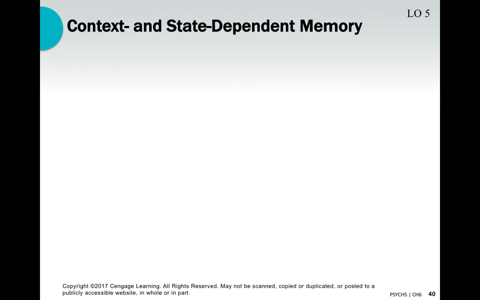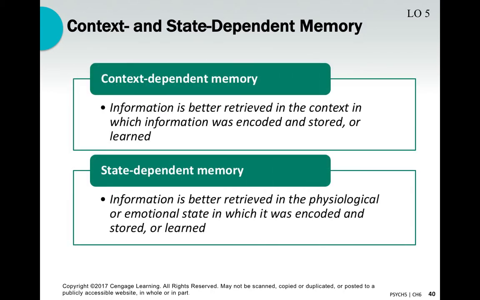A couple other phenomena: context and state dependent memory. Context-dependent memory is when we store information in one particular context or setting, it makes it easier to retrieve it if we are in the same context or setting in which we learned. So, for example, if you study at home in your room, in a quiet place where you're not being disturbed, sitting in your favorite chair, if you're taking your test for this class online, you should take your test in a similar setting.